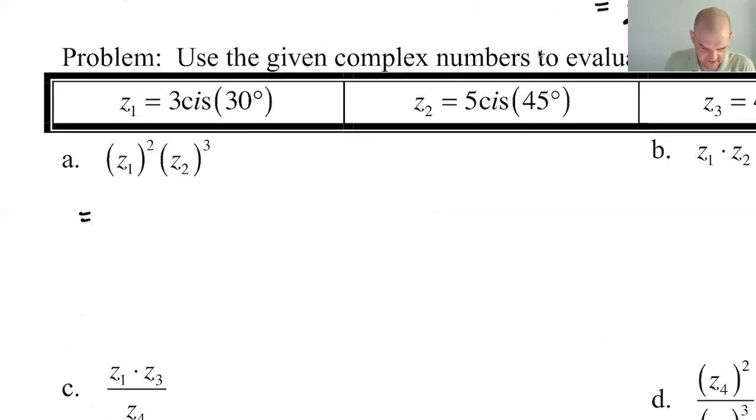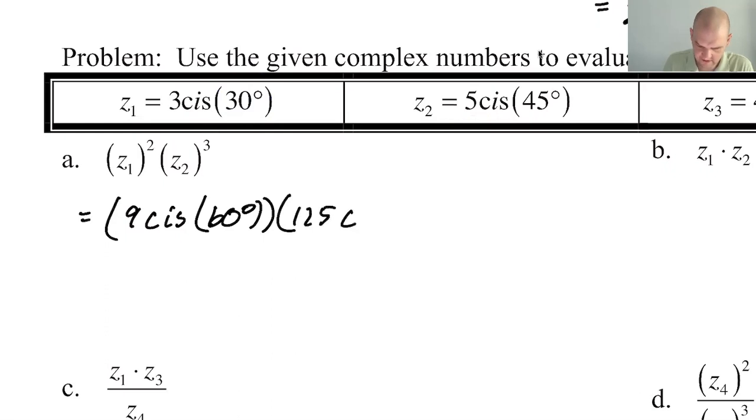So first thing I've got to do is square z1. So z1 is here, so square this thing. That's going to be 9. Well, yeah, I'm right, it's 9. And then cis. If I'm squaring, I multiply this by 2, so 60. And then z2, I have to cube, right? So that's cube this thing, so that's 125 cis. And if I'm cubing, I multiply this by 3, so 135.